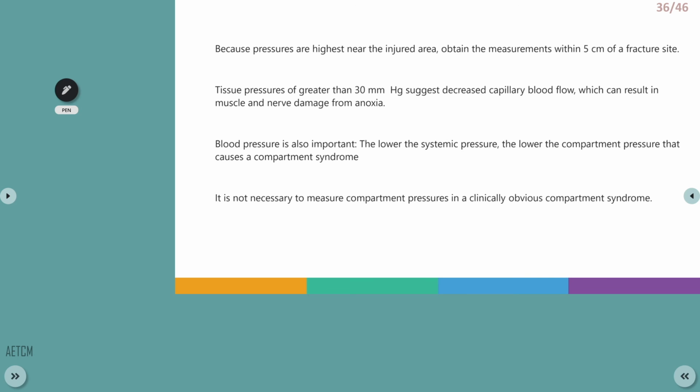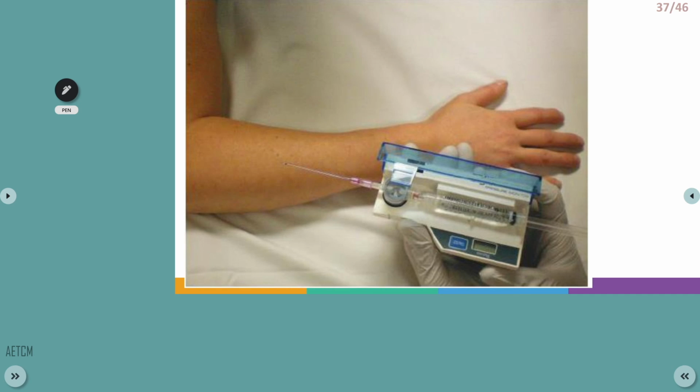Usually the pressure is very high within 5 centimeters of the fracture site, and if it is more than 30, that suggests there is muscular or nerve damage because of anoxia. The other thing is that we have already discussed the importance of diastolic pressure in measuring the delta pressure, and if the patient's systolic BP is very high, that itself can worsen the compartment syndrome. So this is the manometer. This is how to measure the compartment pressure.